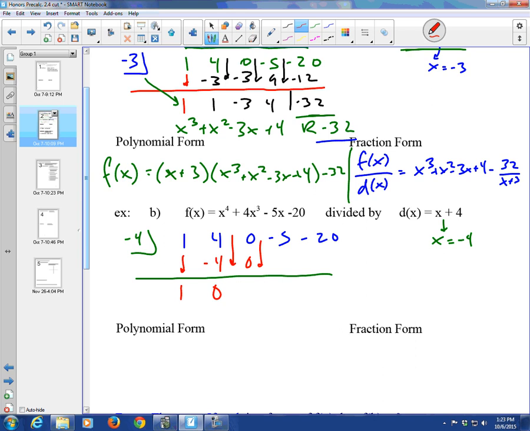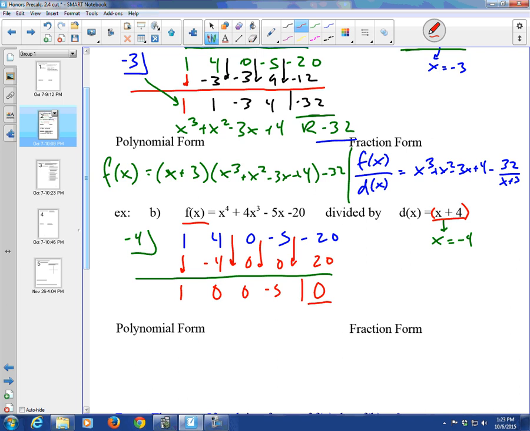Add and we get 0 plus 0 is 0. Negative 4 times 0 gives us 0. And negative 5 plus 0 gives us negative 5. Negative 4 times negative 5 gives us a positive 20, and when we add these two, we get 0 for that last term. Remember that this is the remainder, so what we're seeing here is that x plus 4 is a factor of f of x.